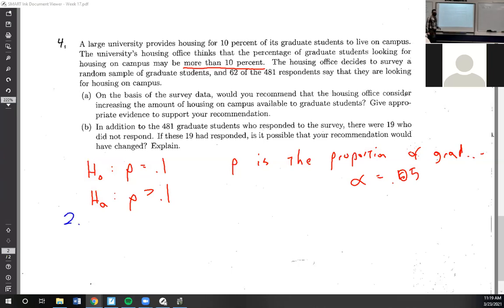Step 2. Again, we're not going to write all this out. We're just making an outline. Step 2, this is a 1 proportion Z test. So we're using proportions, we're using Z-score, and it's a test, not an interval. So random, normal, independent.